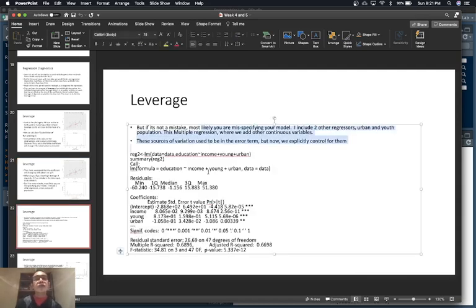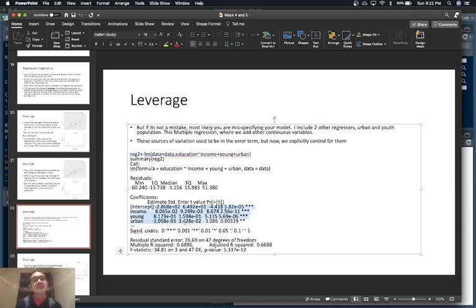So here we include two other regressors. In fact, this is our first encounter with a multiple regression. As you can see, multiple regression and simple regression are basically the same. You just add the regressors one by one on the right here. So instead of just income, you add plus young and plus urban. It's basically the same thing. I'm calling it reg2 because this is our second regression. You can call it whatever you want, of course.